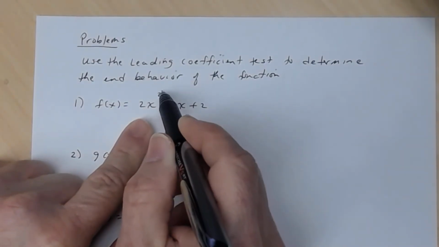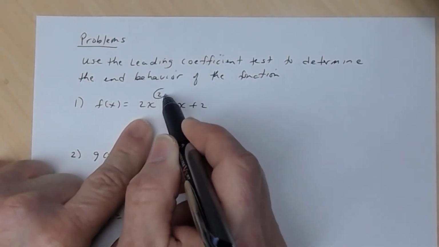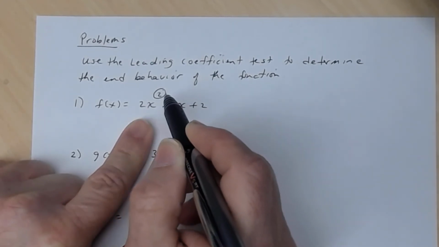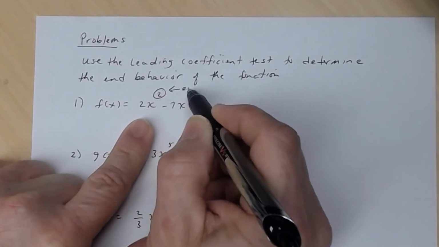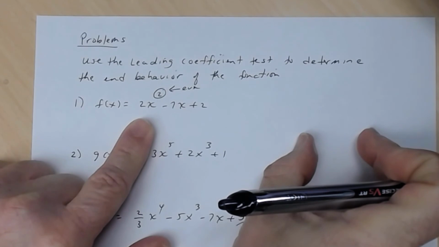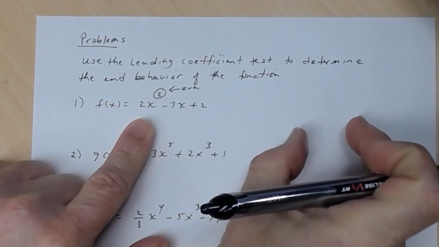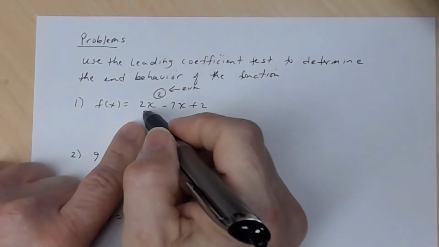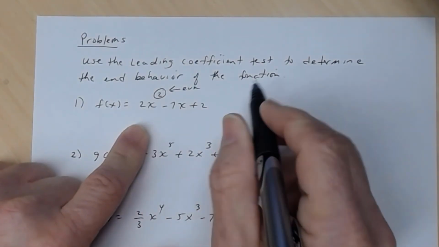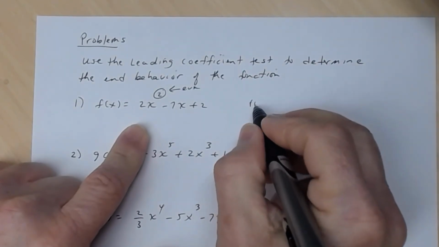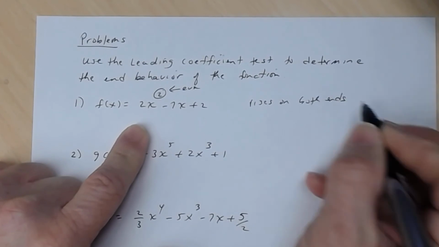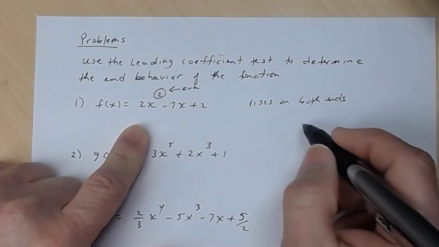First thing you want to do is look at the exponent. The degree of this polynomial function is 2. That's even. If it's even, either it rises on both ends or falls on both ends. Remember that? Look at the coefficient. This is positive. If it's positive, then it's going to rise. So it rises on both ends. It will look something like this.